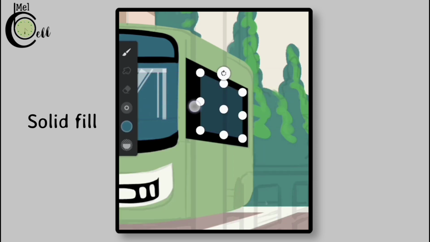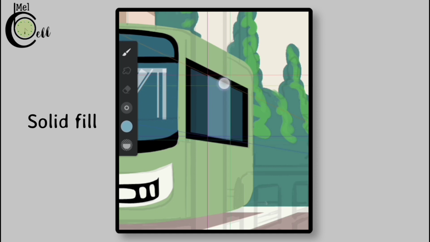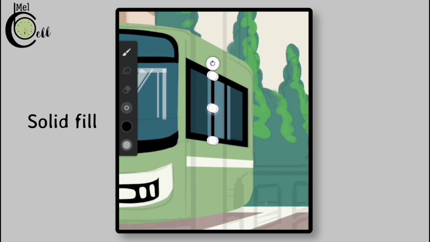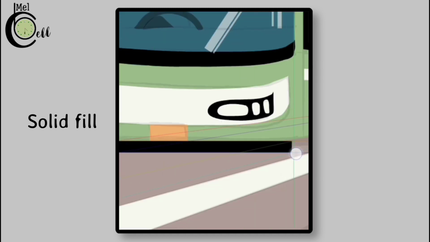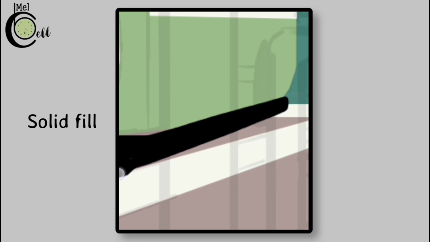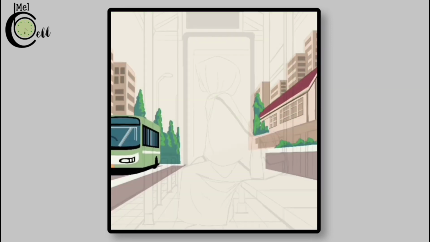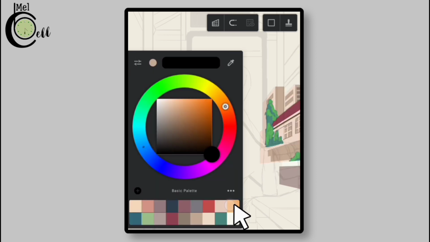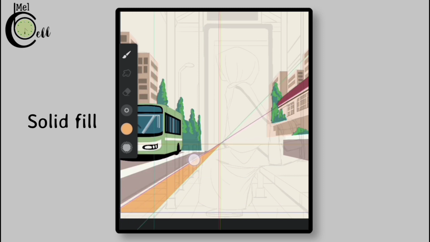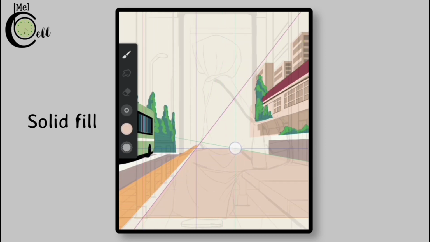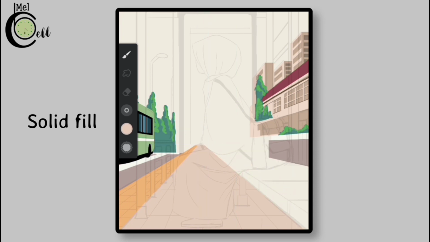Reduce the opacity of solid fill. Make the color brighter. Increase opacity and add in details. Now add a layer and select color. Now let's make the base of bus stop shelter. This is bench.